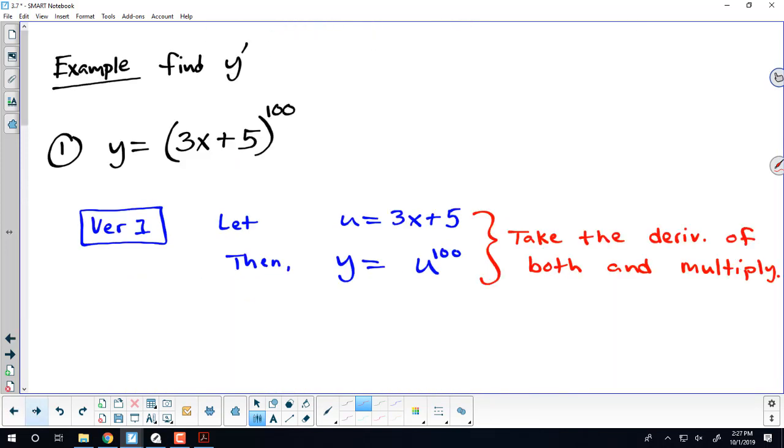Okay. So to calculate the derivative of u with respect to x, you can view that as just taking the derivative of the function u with respect to x. Another way to note that is u prime. So the derivative of u with respect to x is what?